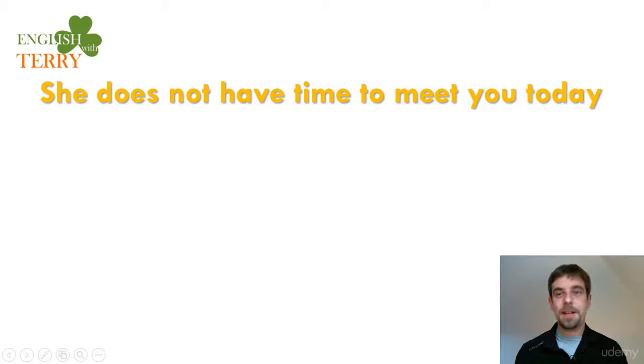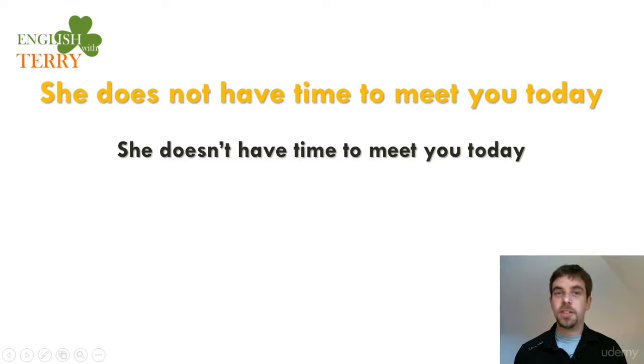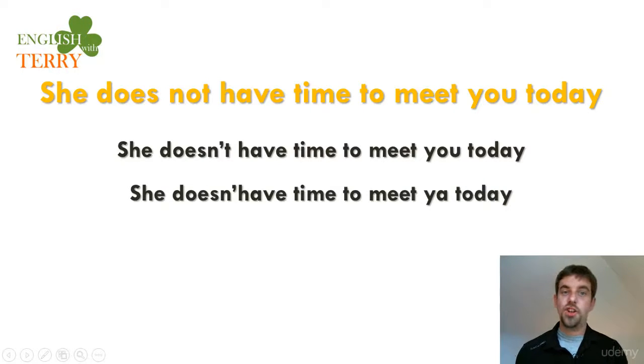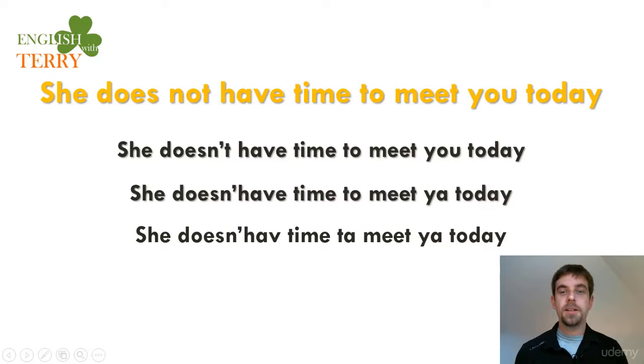She does not have time to meet you today. She doesn't have time to meet you today. She doesn't. So train this. She doesn't have time. She doesn't have time to meet you today. Finally, the to's ta. So she doesn't have time to meet you today. She does not have time to meet you. She doesn't have time to meet you today.